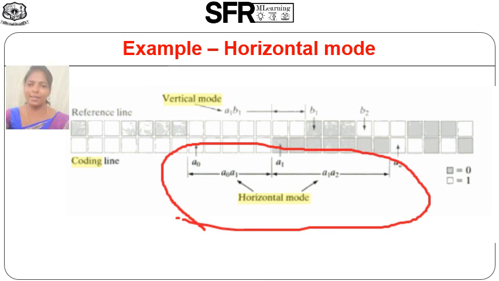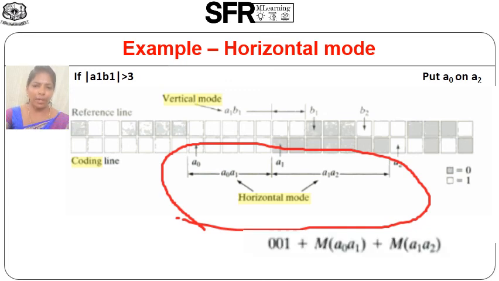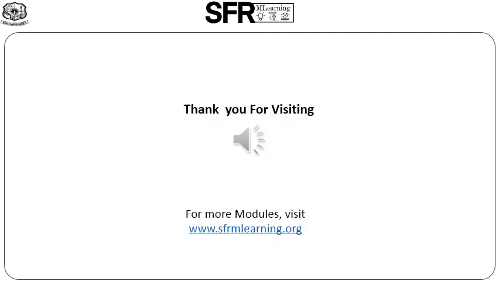Finally we come to the horizontal mode. In our example horizontal mode does not occur, but if the distance between A1 and B1 is greater than 3, we come to the horizontal mode. In the horizontal mode, we add the 001 code to the distances A0 A1 and A1 A2, and that gets added to give the final code. This is the way we can code digital images using the run length encoding concept. Thank you.